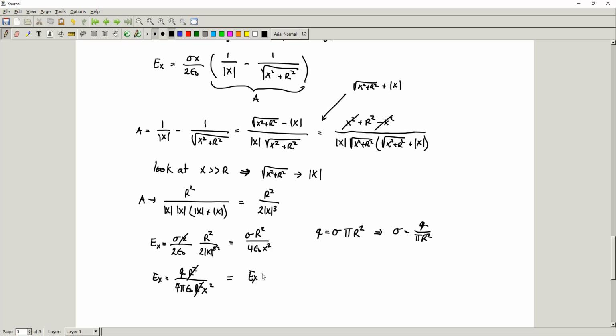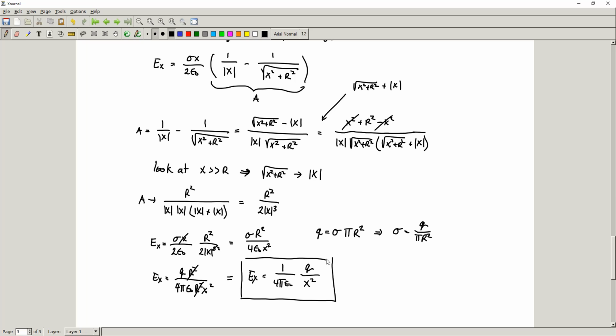I'll rewrite the Ex here, so Ex is equal to 1 over 4 pi epsilon naught q over x squared. We could see this as a k, but basically this is the electric field outside of a point charge, where the point charge is sitting at the origin and we're sitting on the x-axis, right? So that's exactly what we expected to find.